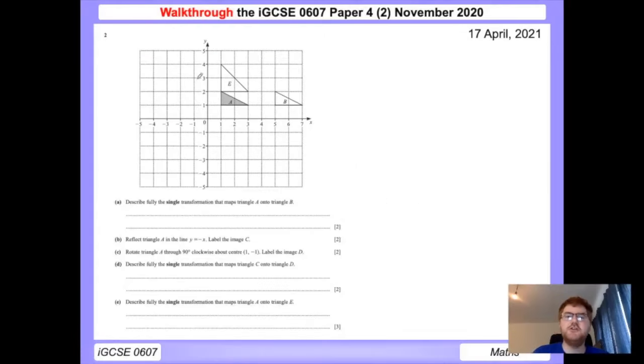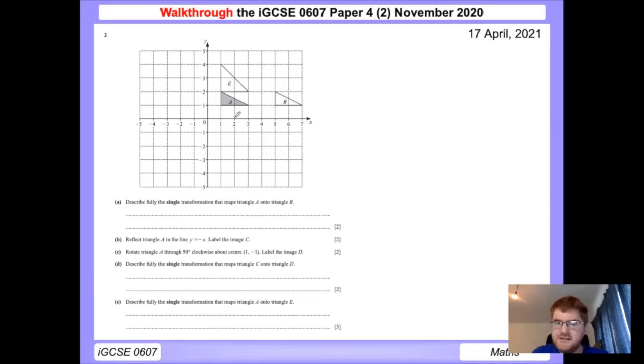Okay, and question 2. So a very typical transformations question. This is something you really should revise if you want to excel at the paper 4. So let's go through this. So describe fully, first of all, the single transformation that maps triangle A onto triangle B. So it's a 2-mark question. Always use the amount of marks to guide how much detail that you need to put.